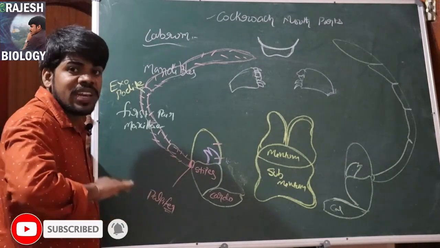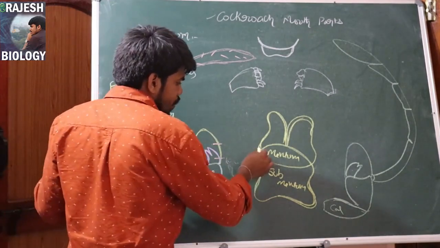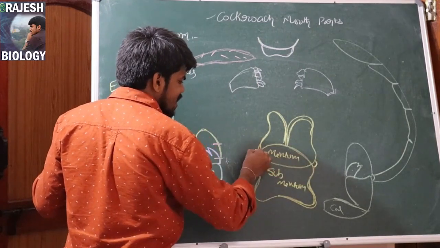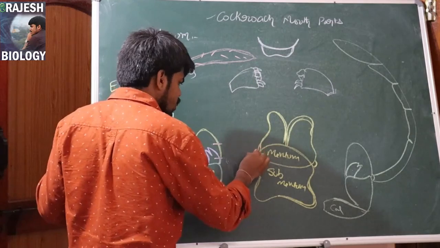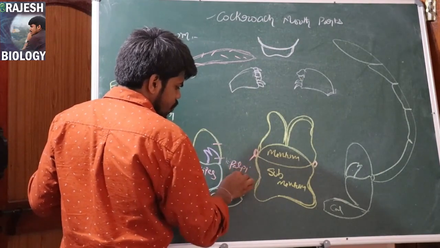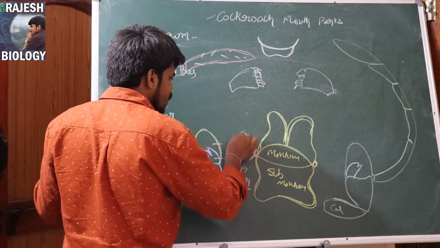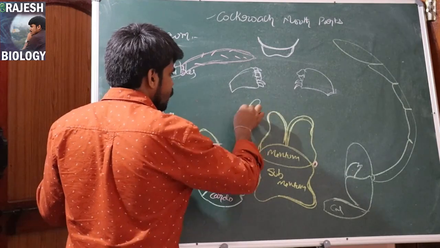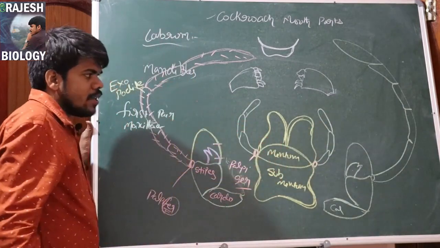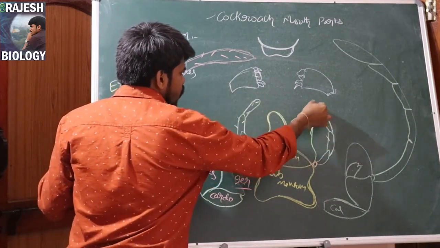The lower lip is called labium. Wherever it is present, the lower lip is always labium. In our body also it is called labia. Okay, so lip. Now come to here. Between the mentum and submentum there is a sclerite. The sclerite name is what? This is palpiger. From the palpiger, three jointed appendages arise. That is called labial palp. What is it called? It is called labial palp.